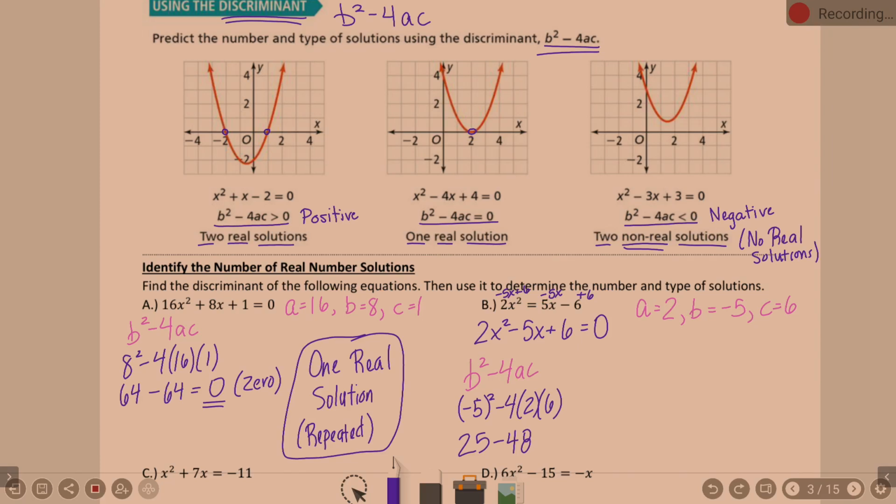Okay, so 25 minus 48. What kind of answer is this going to be? Negative. 25 minus 48 is a negative. Technically, do we have to know negative what? No. Technically, no. I just need to know that it's going to be negative. Now, 25 minus 48 is going to be negative what? Like 23. Yeah, negative 23. All I care about here is that it is a negative.